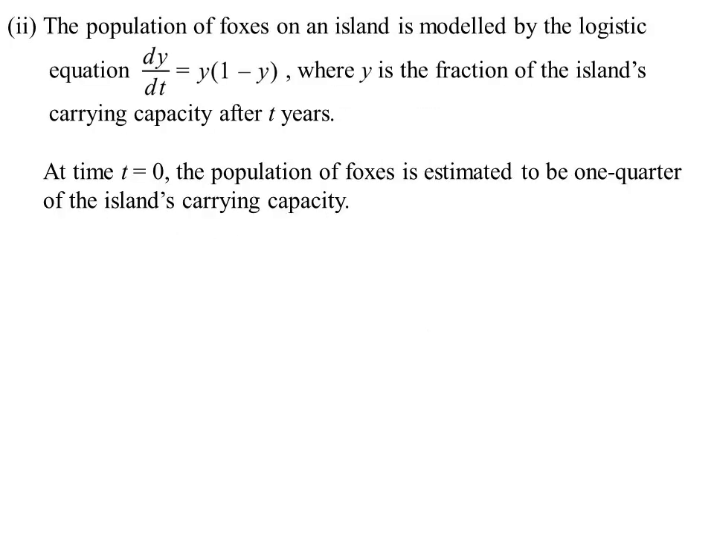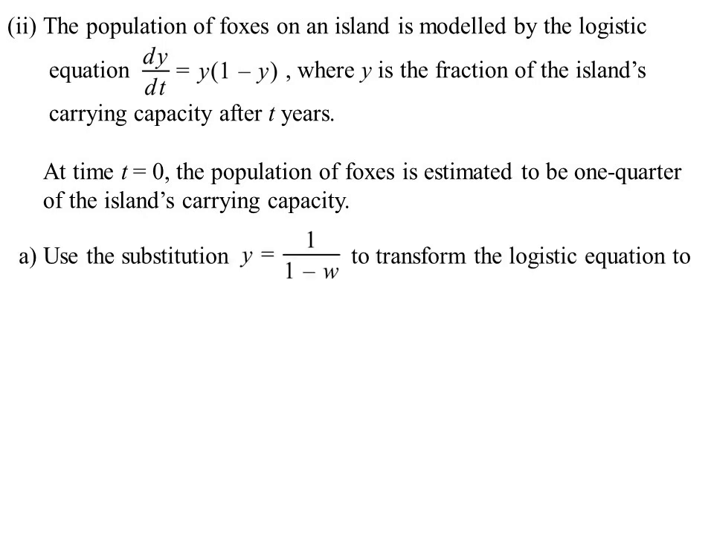Population of foxes. There's our logistic equation. Mind you, we're going to do this a little bit differently, because they're going to tell us to use this substitution. y is equal to 1 on 1 minus w. And the reason they've done that is it's going to allow us to transform this differential equation into something very simple. dw/dt is negative w. So this is what we're going to do. So y is 1 on 1 minus w. That's the substitution they've asked me to use.